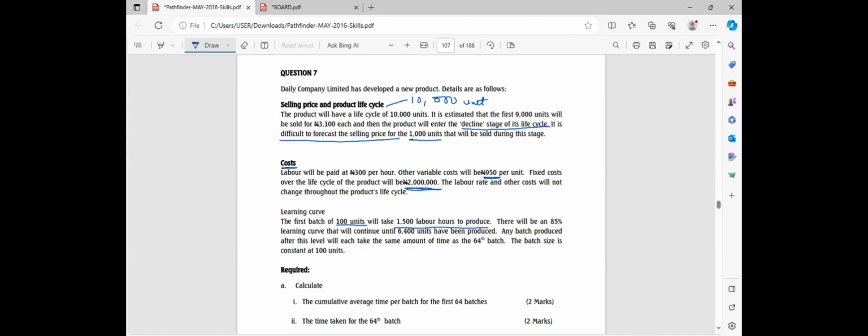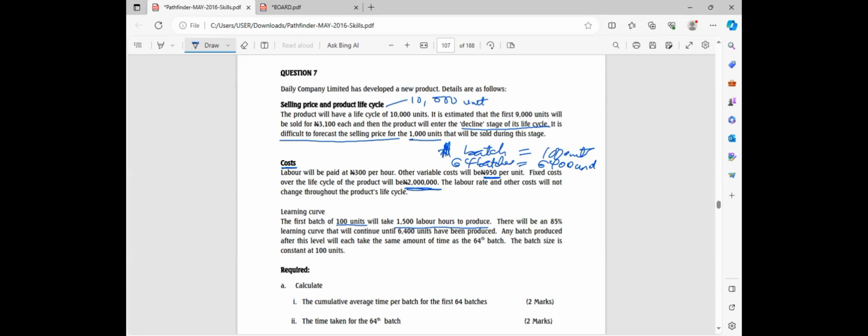And what do we mean by the batch size is constant at 100 units? A batch is 100 units. There will be an 85% learning curve that will continue until 6,400 units have been produced. Then 6,400 units is how many batches? 64. A batch is one batch, so 64 batches.